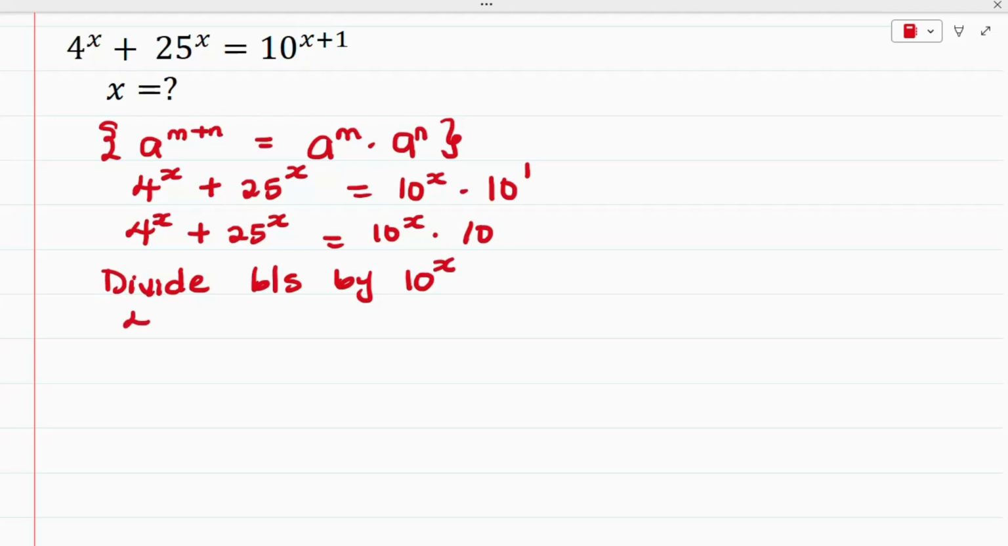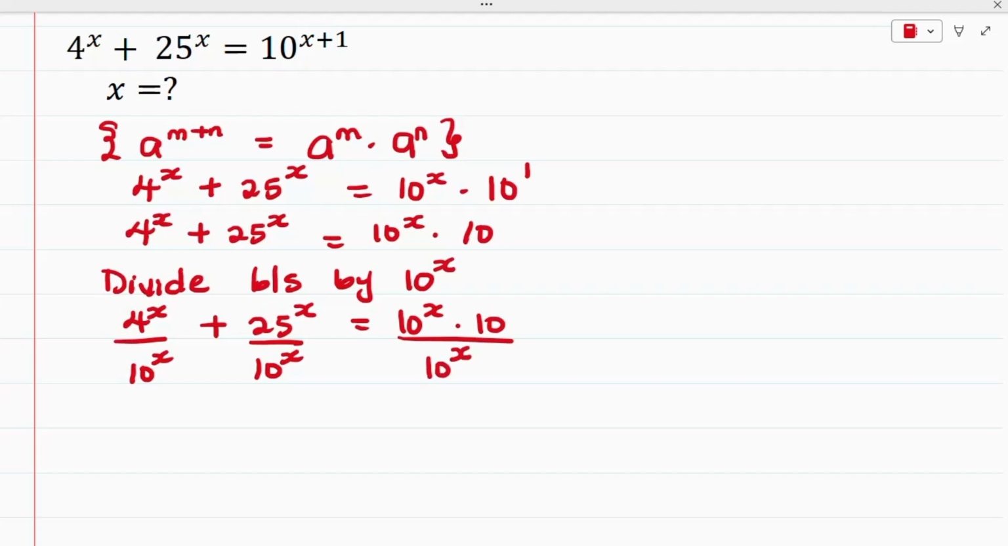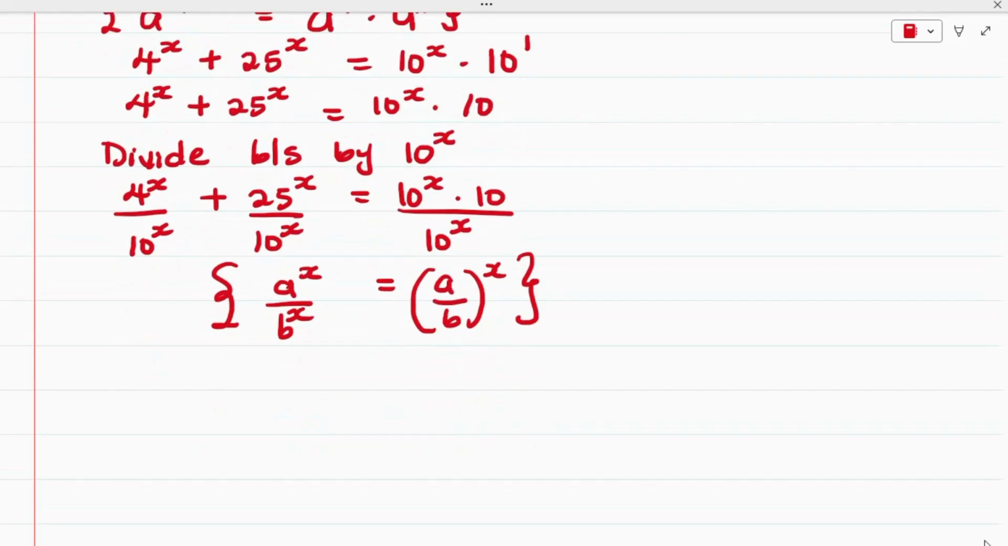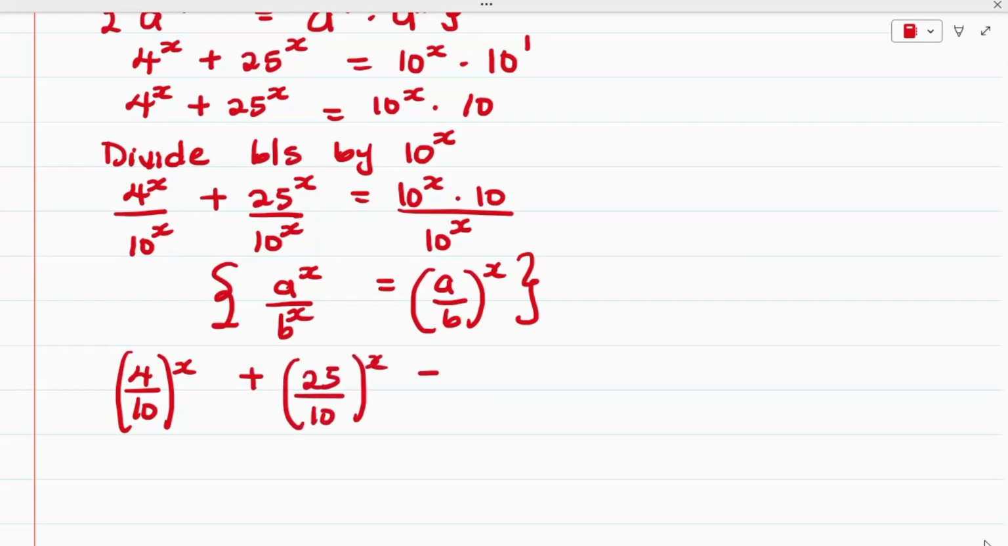So we have 4 raised to the power of x divided by 10 raised to the power of x plus 25 raised to the power of x divided by 10 raised to the power of x, and this is equal to 10 raised to the power of x multiplied by 10 divided by 10 raised to the power of x. But from the property of exponents, if we have a raised to the power of x divided by b raised to the power of x, this is equal to a over b raised to the power of x. So applying this property, we have 4 over 10 raised to the power of x plus 25 over 10 raised to the power of x is equal to this. We cancel out this, so we have 10.